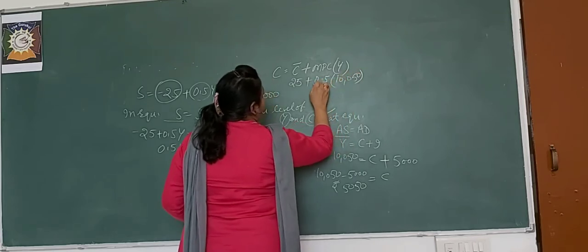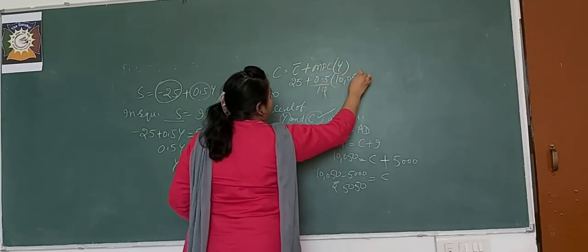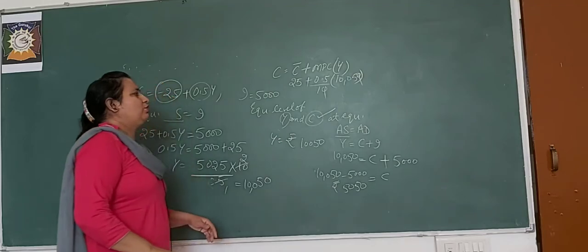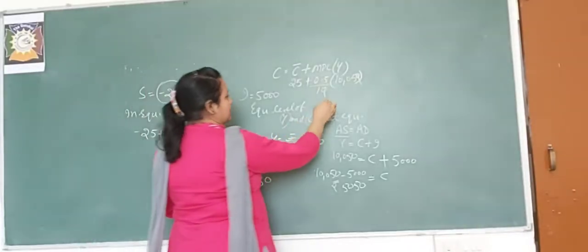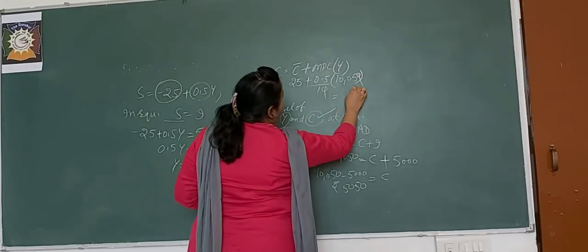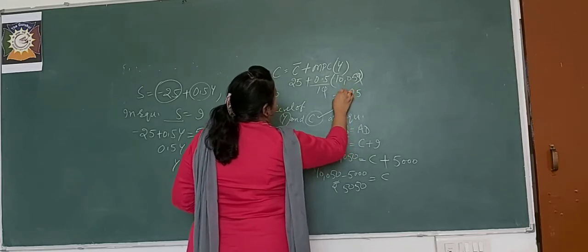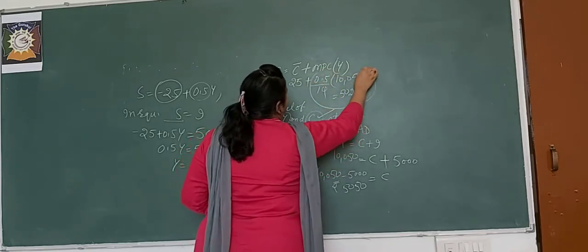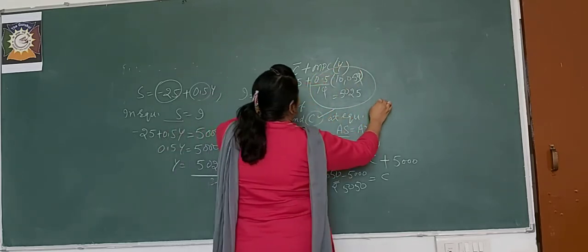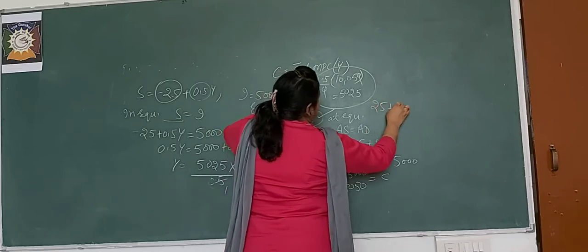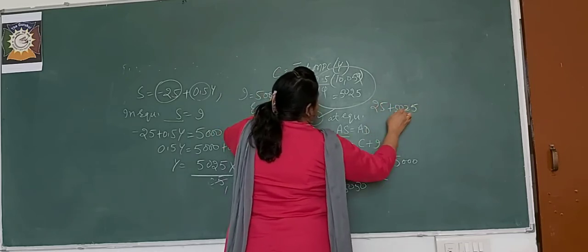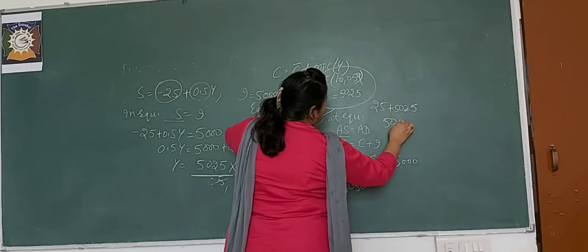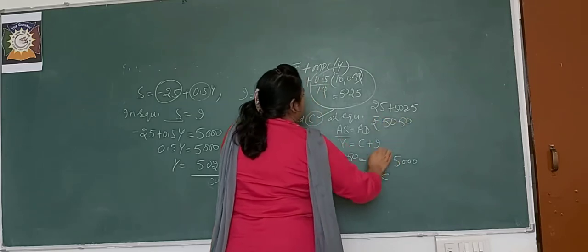10,050. So I will remove the point, this will be, so what I will do, I will get the value 25 plus 5025. I will get by solving this. Add 25. It means that is 5025. It means 5050. This is the required answer.